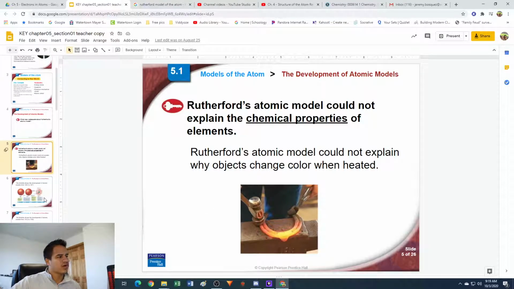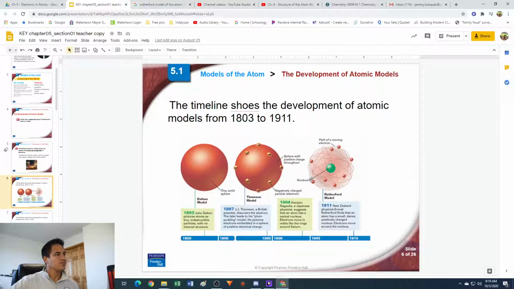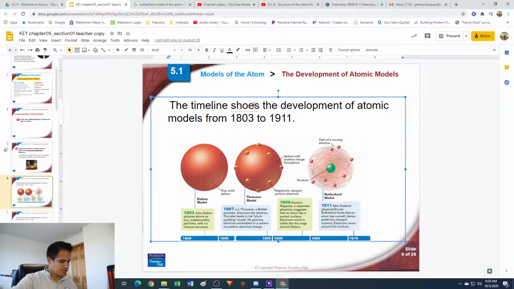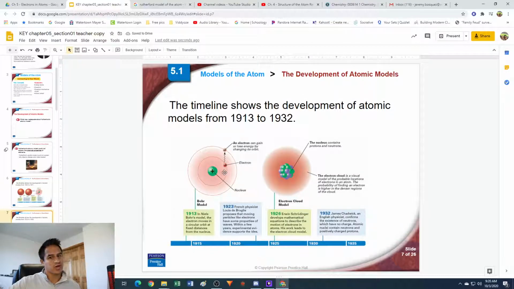So a new model of the atom had to be proposed to answer that question. This is what we had at the time. First we had John Dalton's model, which was basically a sphere. Then we had Thomson's model, which is the plum pudding model. Then we had Rutherford's model. And from here, we jump into what we call the Bohr model.